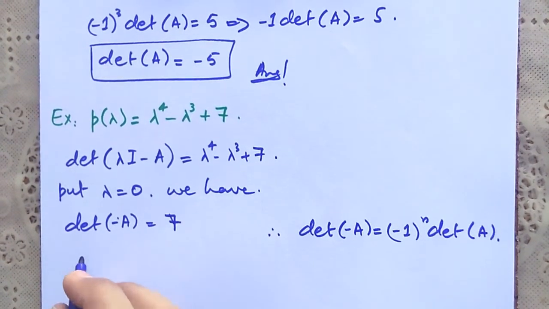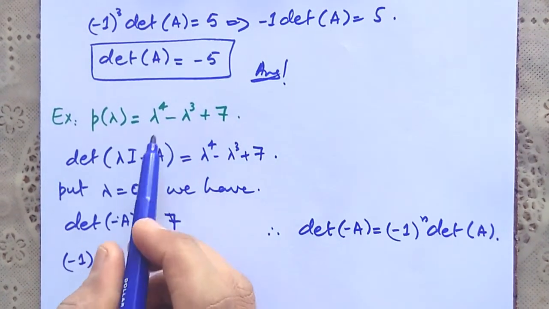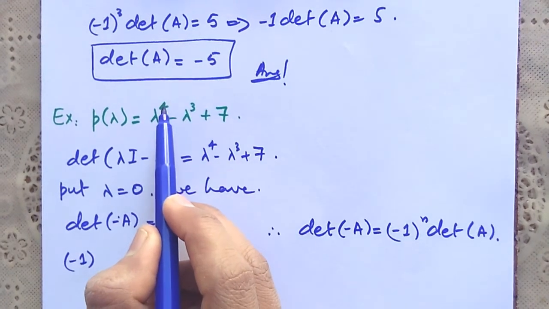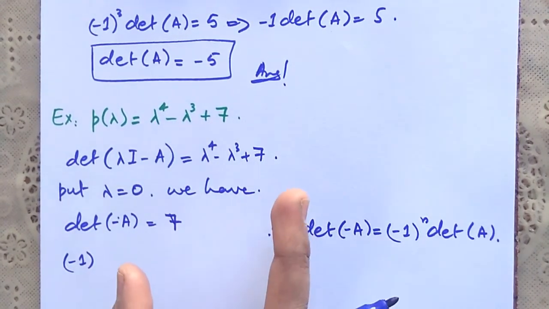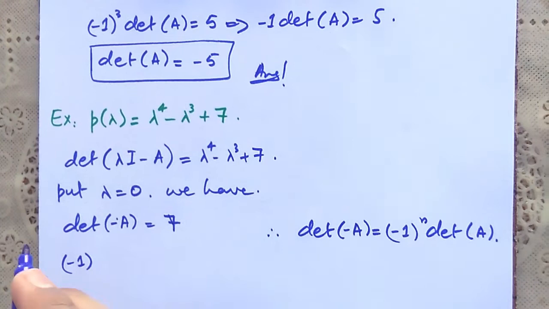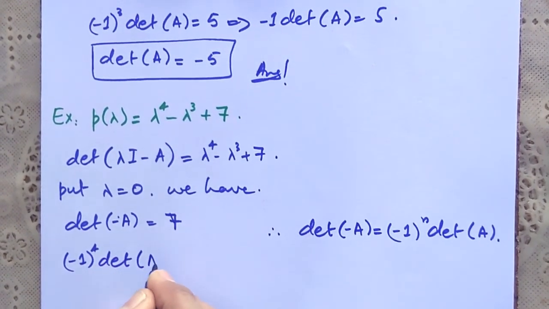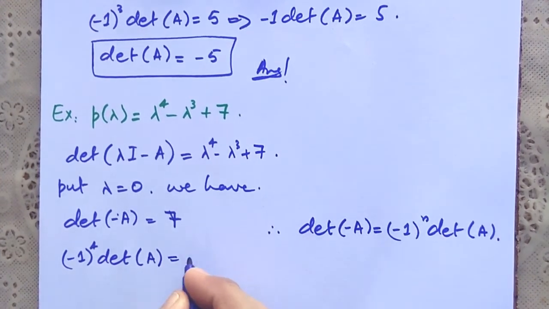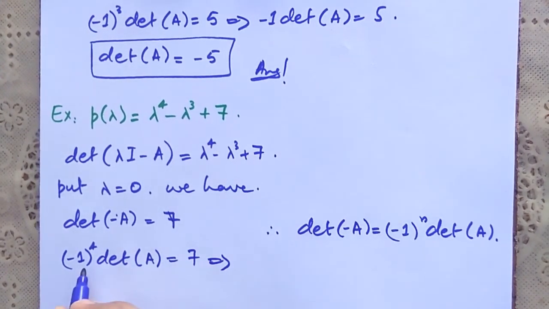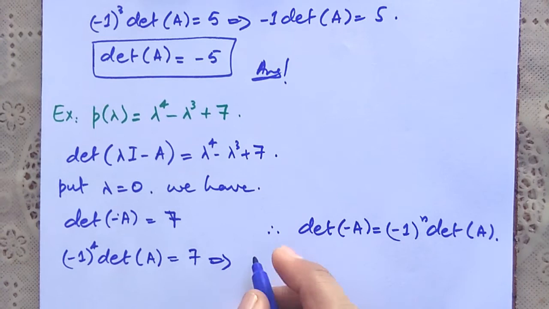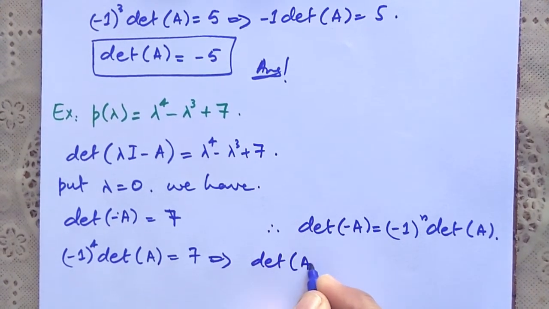minus 1 power n, because our characteristic polynomial is of degree 4, our given matrix is 4 by 4. So minus 1 power 4 times determinant of A is equal to 7, and minus 1 power 4 is equal to 1. So determinant of A is equal to 7.